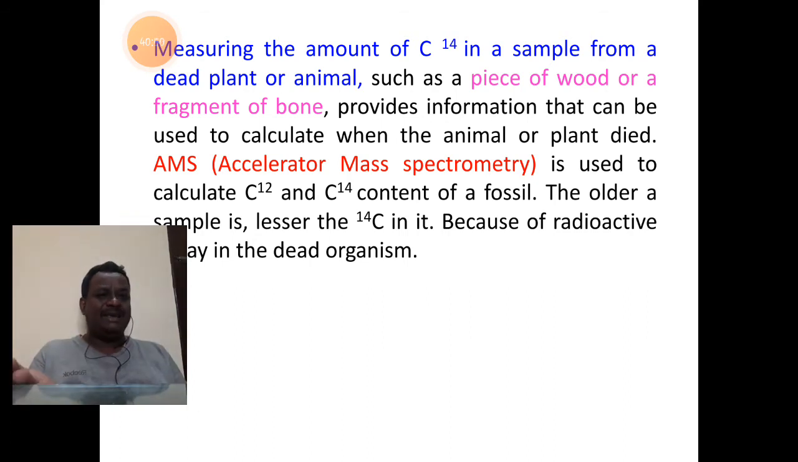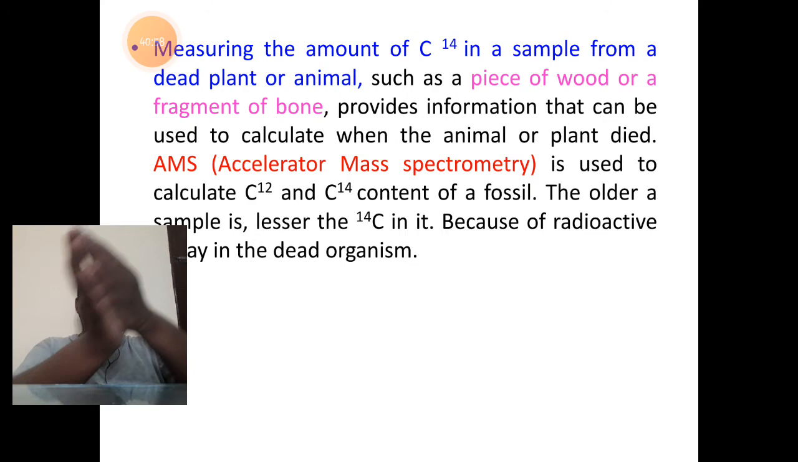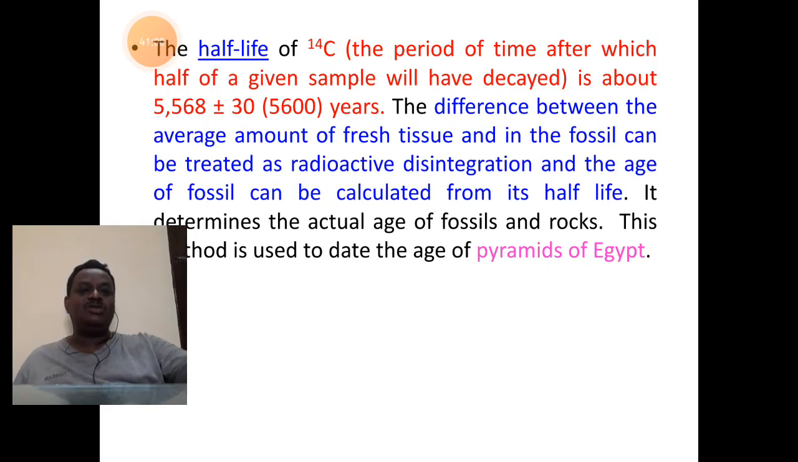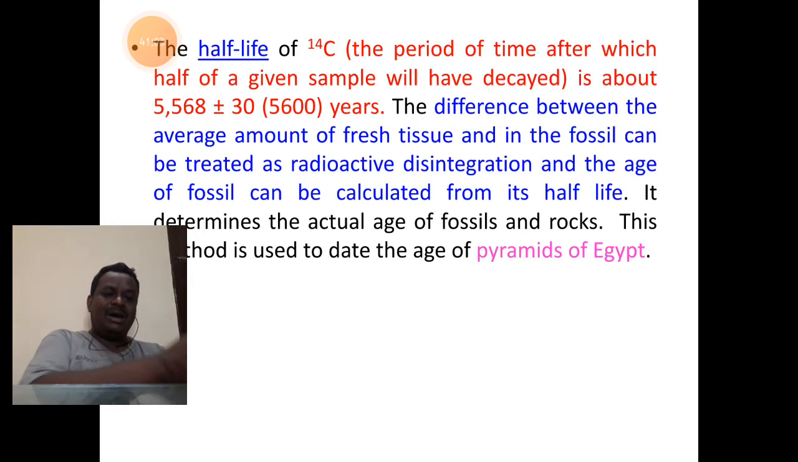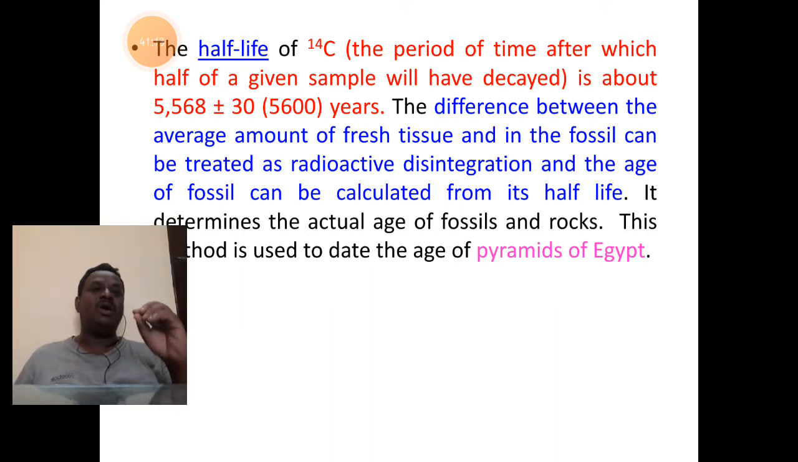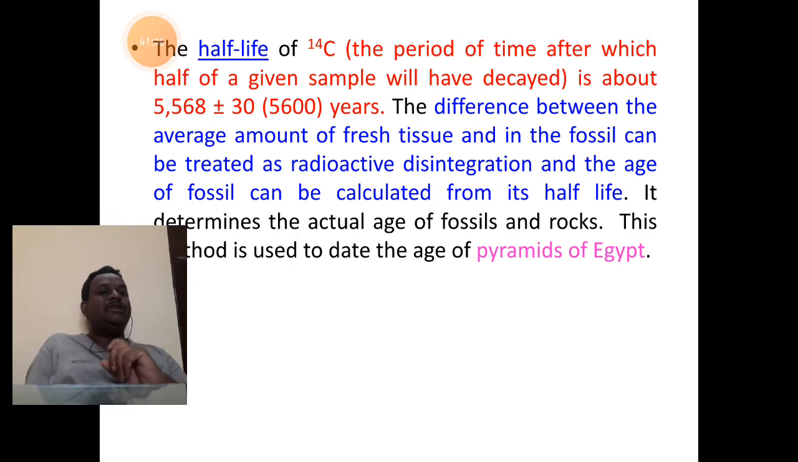So after counting, we can say that at a particular constant time C14 has reduced, the half-life period it has, right? So it has reduced to 50%. By using that 50% reduction in number, which we call the half-life period, we can detect the age of that particular object. We know that C14 has a half-life period of 5568 plus or minus 30 years, which is approximately considered as 5600 years. So that is the half-life period of C14.